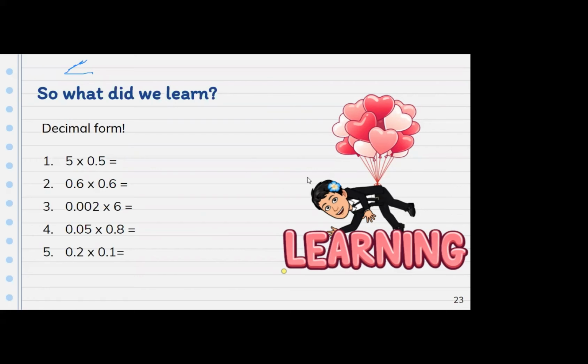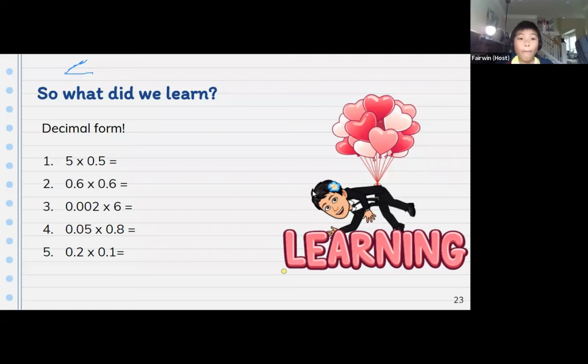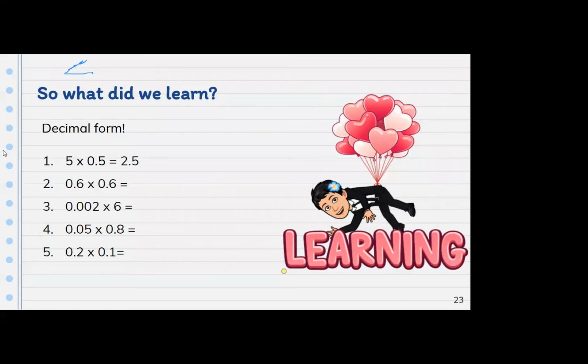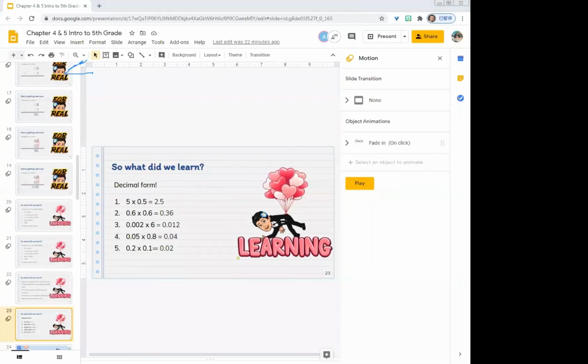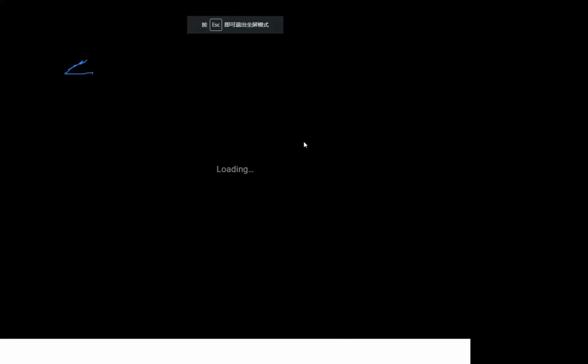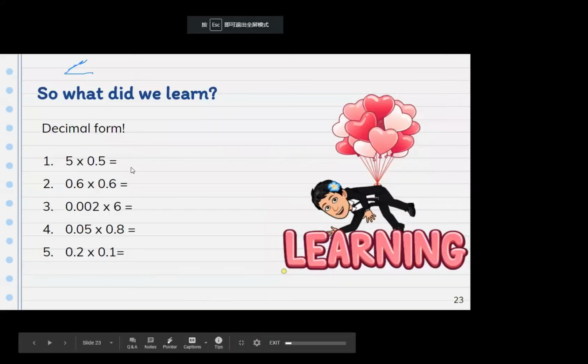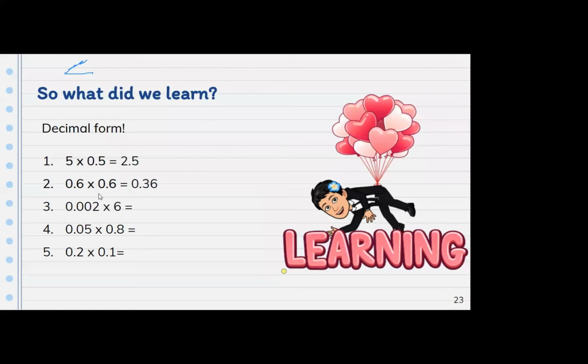So hopefully you got these answers. I saw number one tricked a couple of you, so let's see if it tricked you. First one, 2.5. Why is it 2.5? 25 and 1. So just move the decimal point one time. All right, second one is 0.36. Hopefully that was easy enough. 36, move it back twice. 0.36.